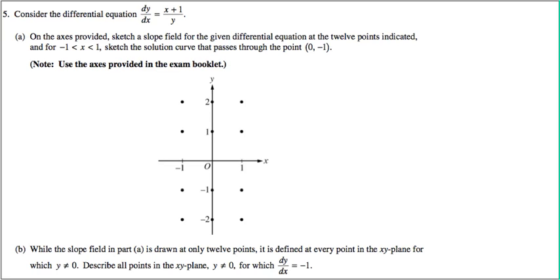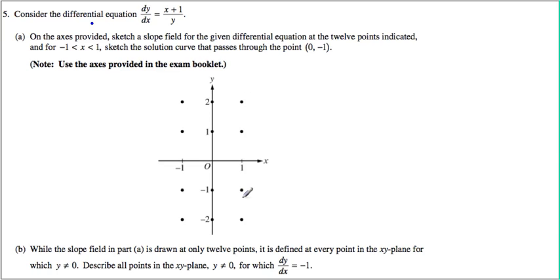Hello, so we'd like to look at number 5 from year 2010, Form B. Let's look at them together. So we have a differential equation in this way. And what they want us to do is sketch the slope field of the given differential equation and sketch a solution that passes through (0, -1). So let's try to do this one first.